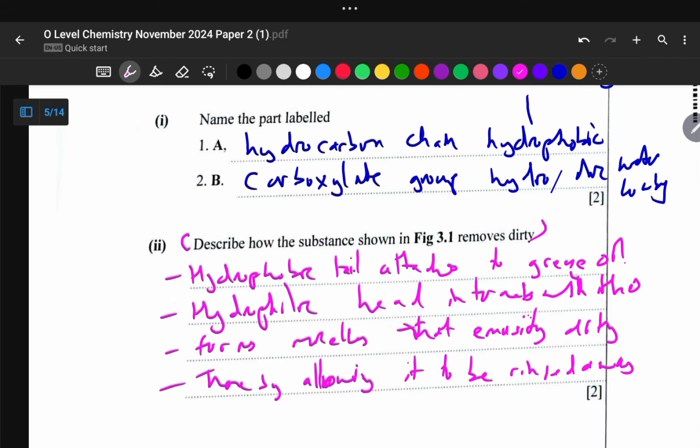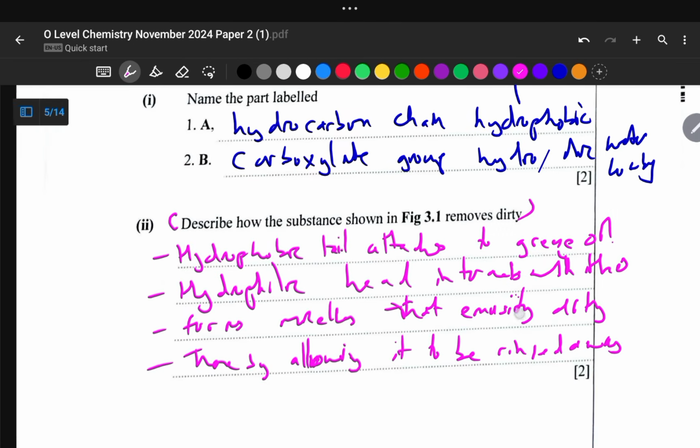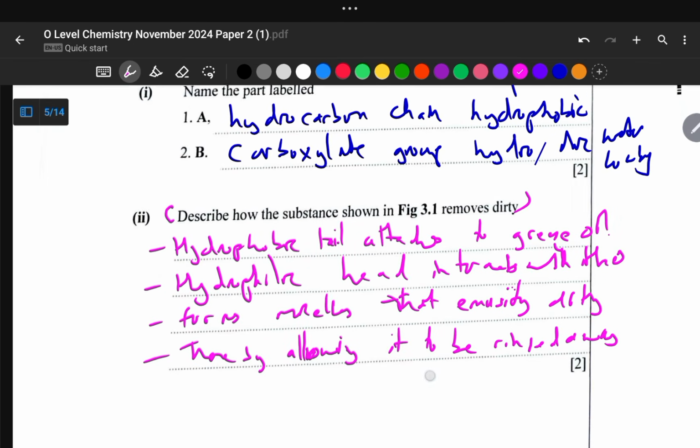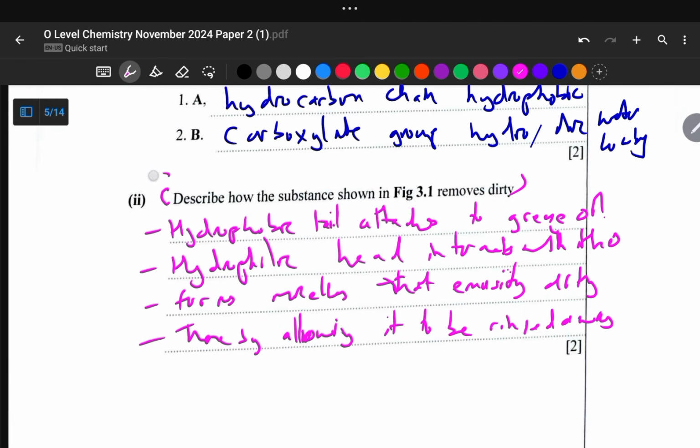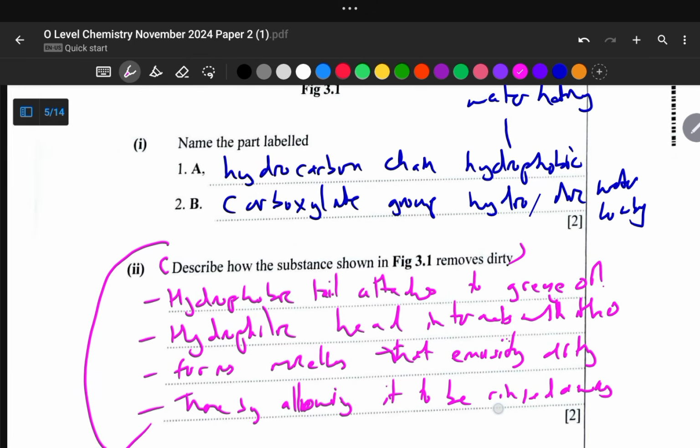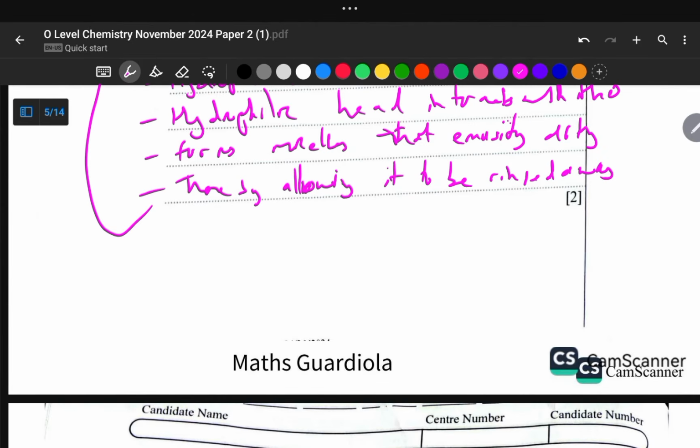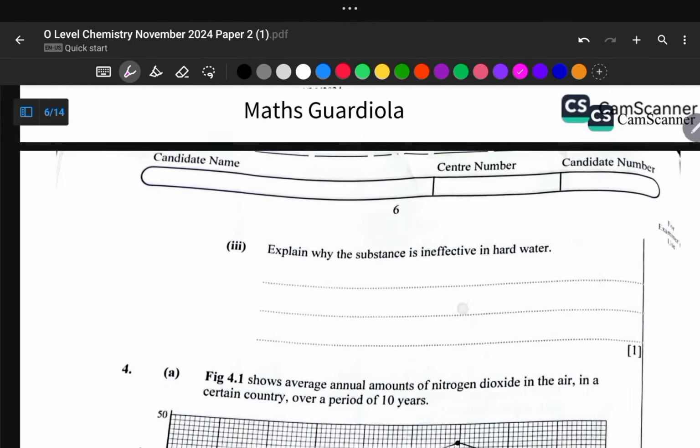First, we have got the hydrophobic tails, which attach to the grease, and then the hydrophilic head, which interacts with the water, forming micelles which emulsify the dirt and thereby allow it to be rinsed off. So this is how the soap functions, right? So you need to take note of these points. So we are now moving on to the next question.